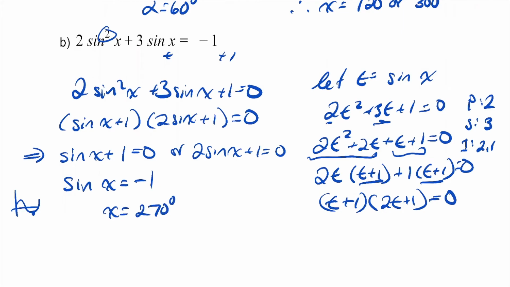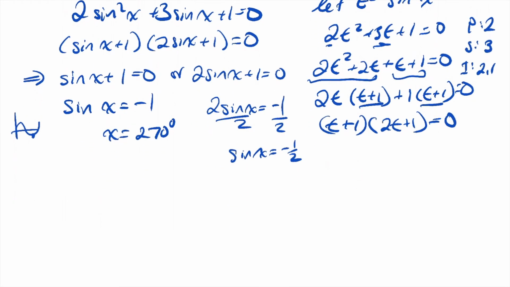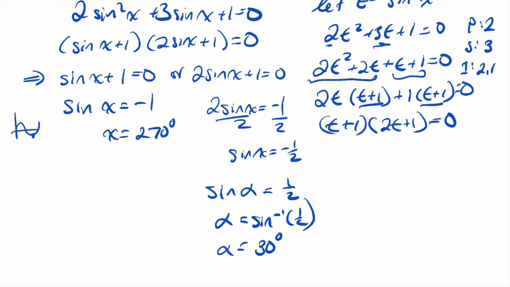For the second equation we have to solve, here we get 2 sine of x is equal to -1. Divide both sides by 2, so we get sine of x is equal to -1/2. So again, we can only get the reference angle from this. So sine of alpha is going to be the absolute value of my sine of x, which is going to be 1/2. So alpha is going to be the sine inverse of 1/2. And going back to our exact ratios, alpha, or the reference angle, is going to be 30 degrees.